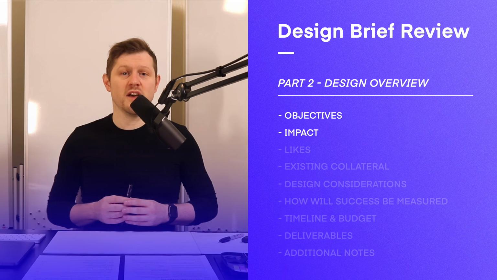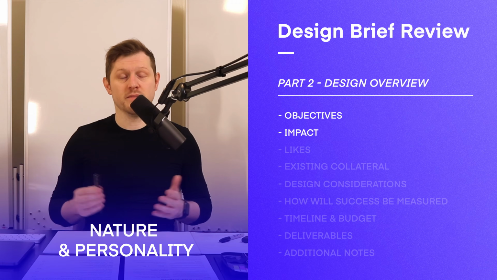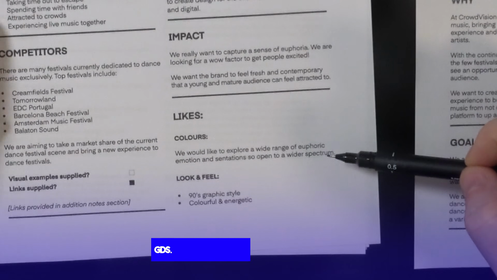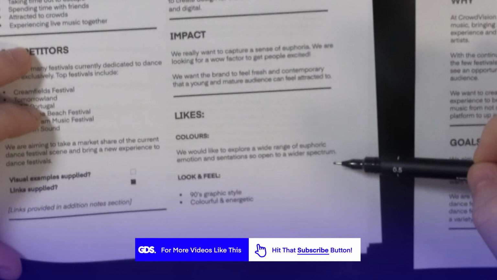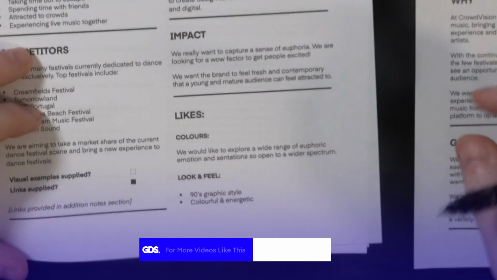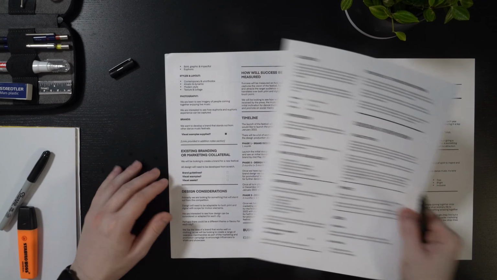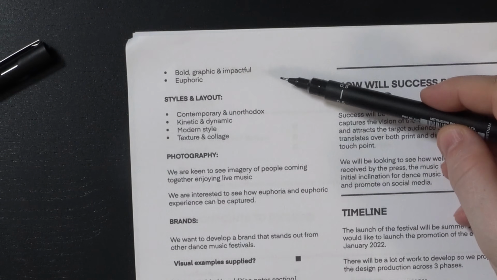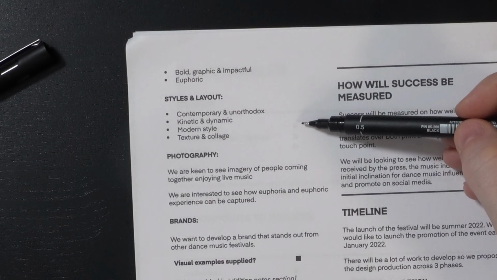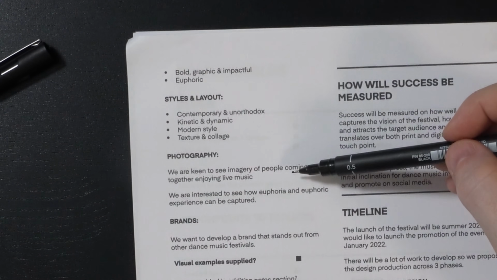So here we get further understanding of the nature and personality of the music festival and how it wants to be perceived. Next we have likes, which starts with colors. We would like to explore a wide range of euphoric emotion and sensations, so we are open to a wider spectrum. Look and feel. We have 90s graphic style, colorful and energetic, bold, graphic and impactful, and euphoric. Styles and layout. We have contemporary and unorthodox, kinetic and dynamic, modern style, and texture and collage.